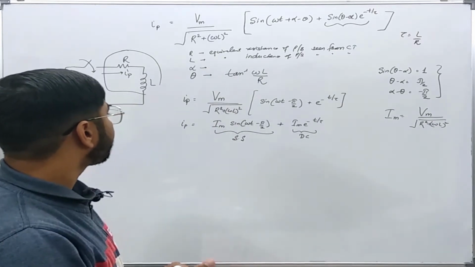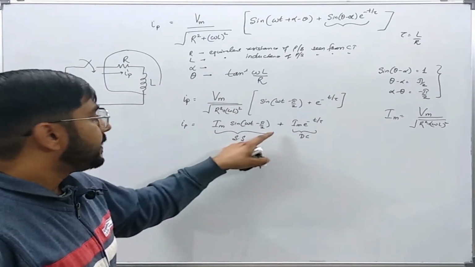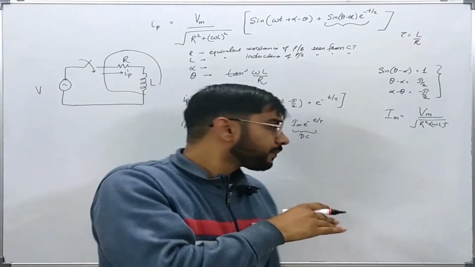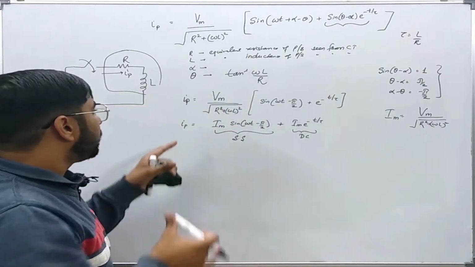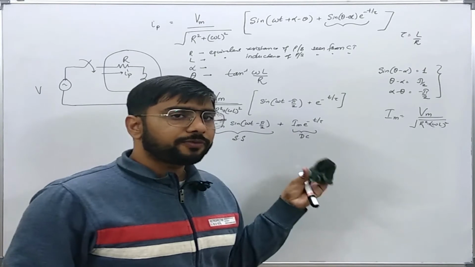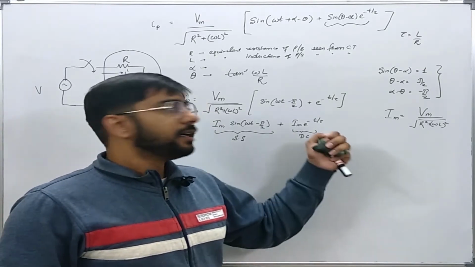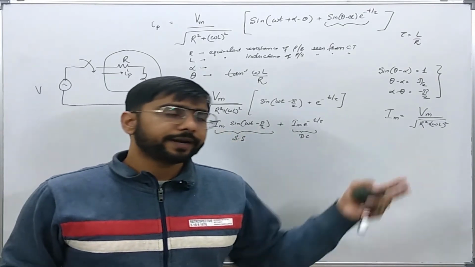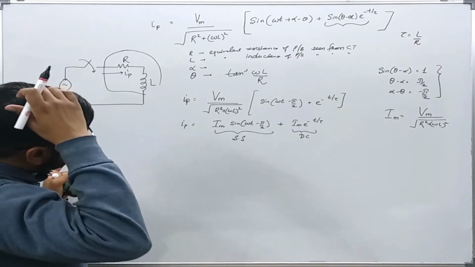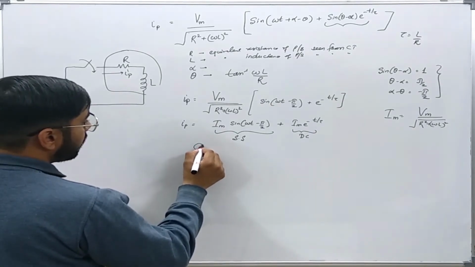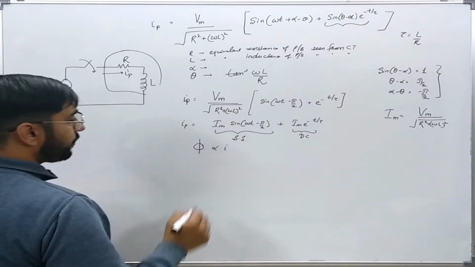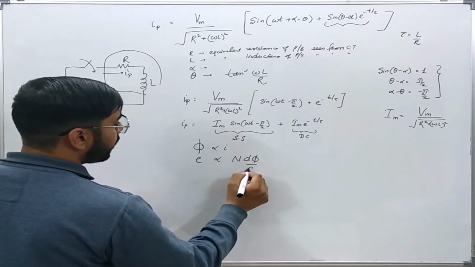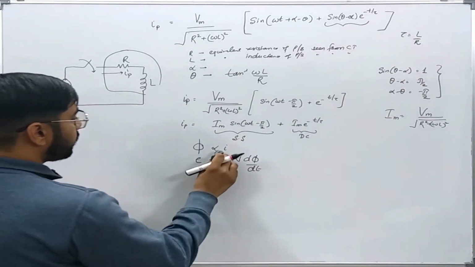Okay, now this current will flow in the shunt branch or the magnetization branch of the CT. Okay, so this current will induce some flux, and because of that the voltage will be induced in the CT, so that there is a flow of current in the burden. Now as we know that phi is proportional to I and E is proportional to N d phi by dt.